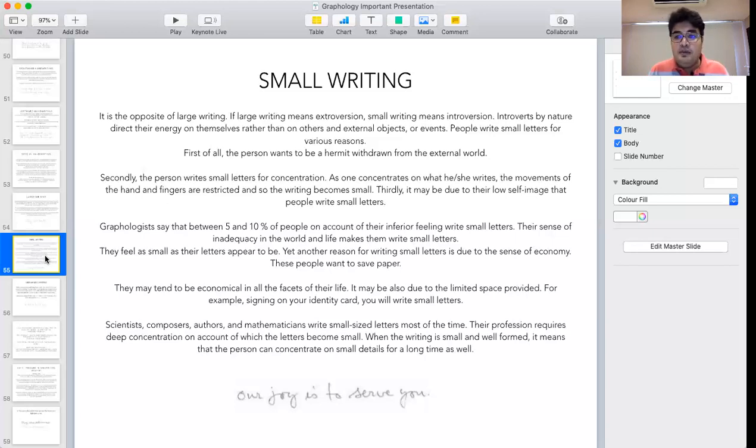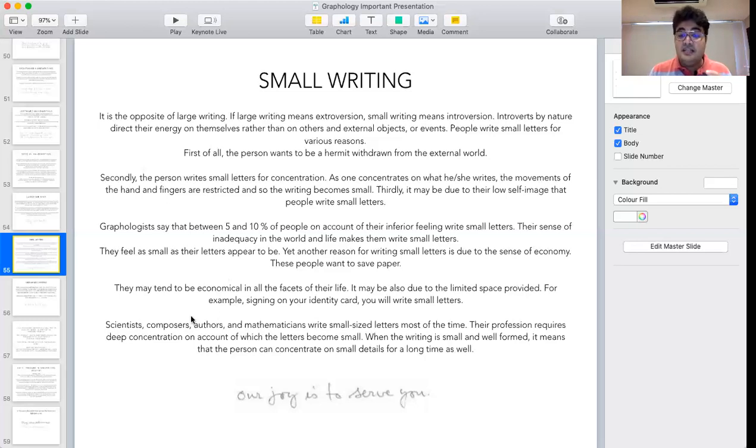So, what are the kind of people who write small letters? Scientists, composers, authors, and mathematicians write small size letters most of the time. Their profession requires deep concentration, on account of which the letters become a little small. When the writing is small and well formed, it means that the person can concentrate on small details for a long time as well. See, it's all about your thought process, your emotions, the way that you feel that is expressed on paper.